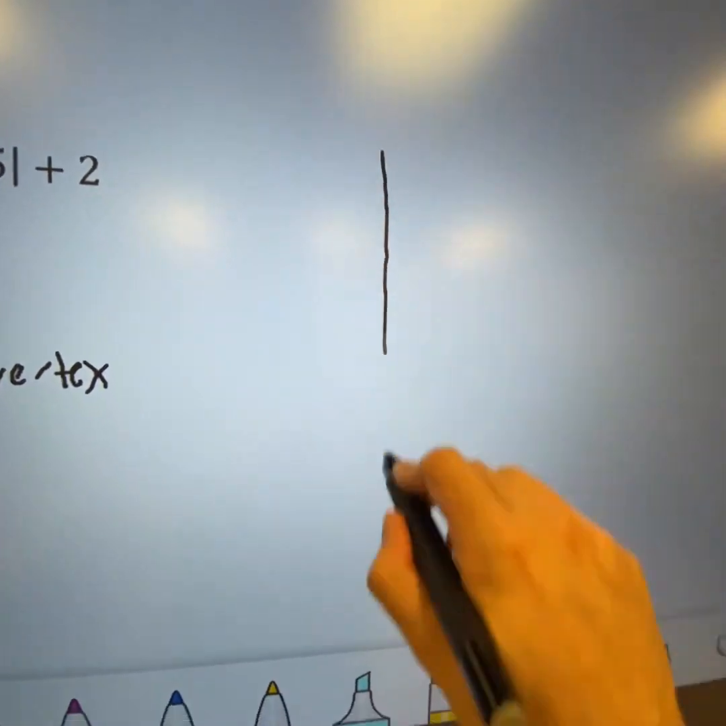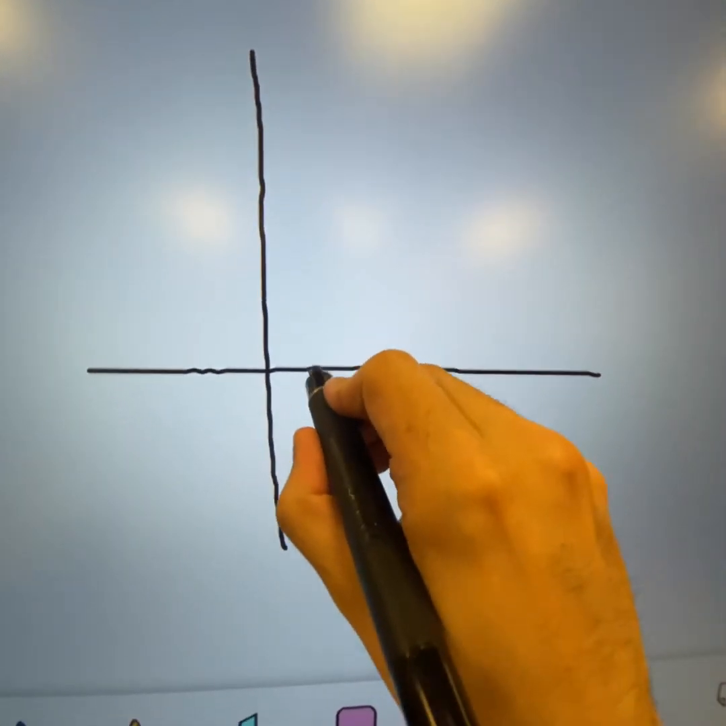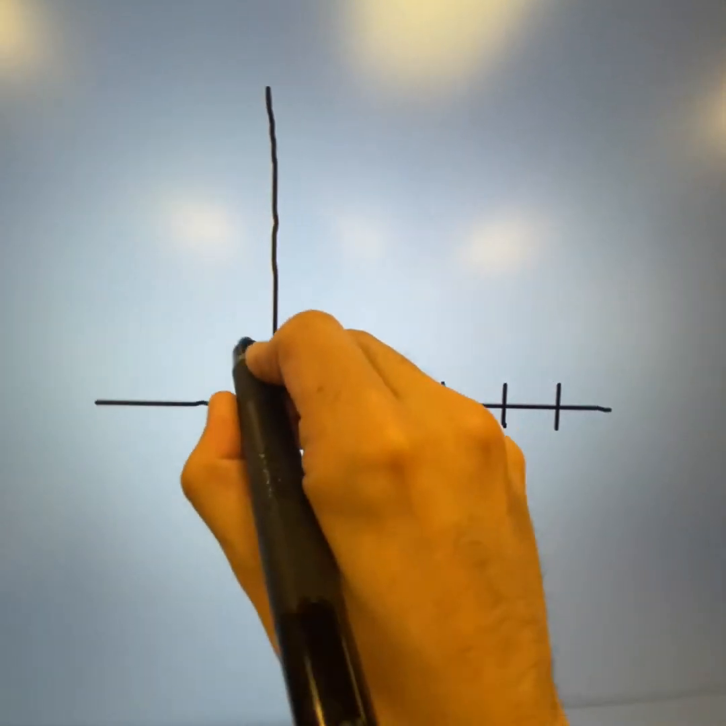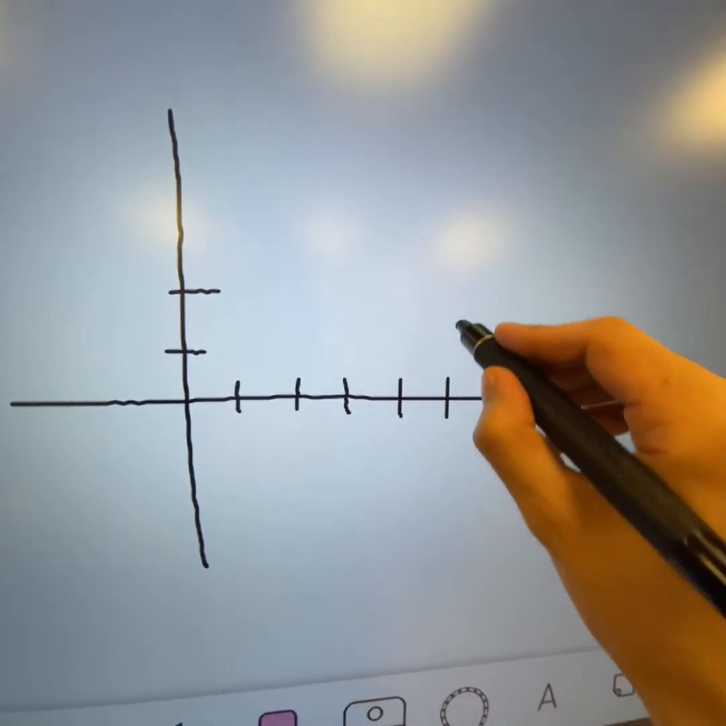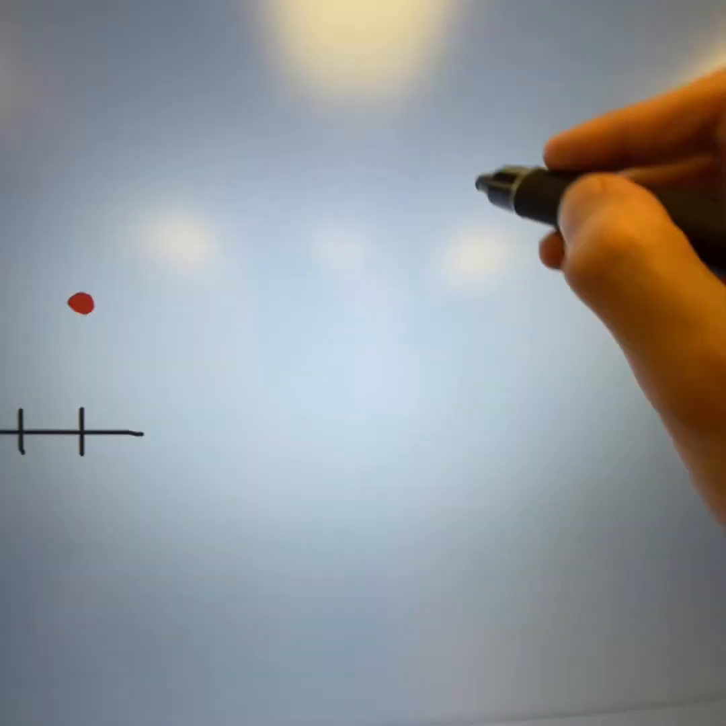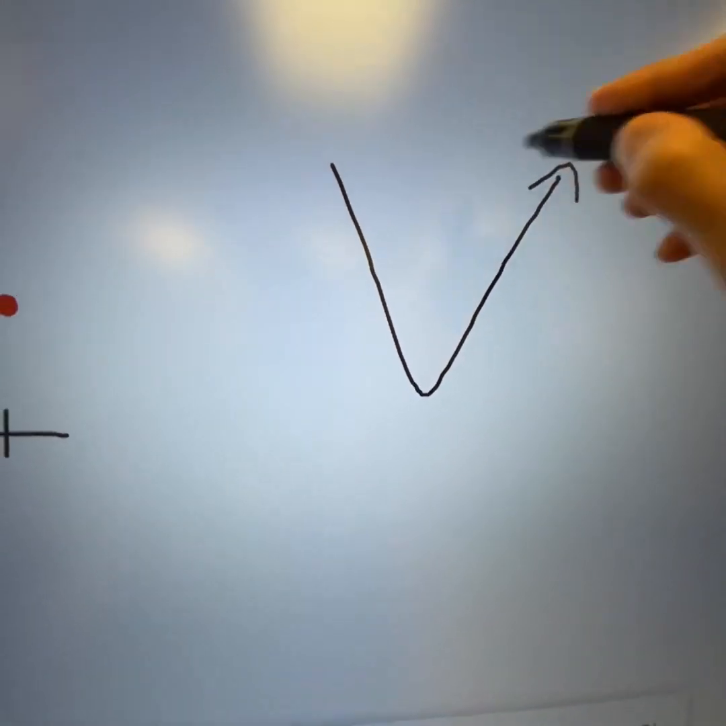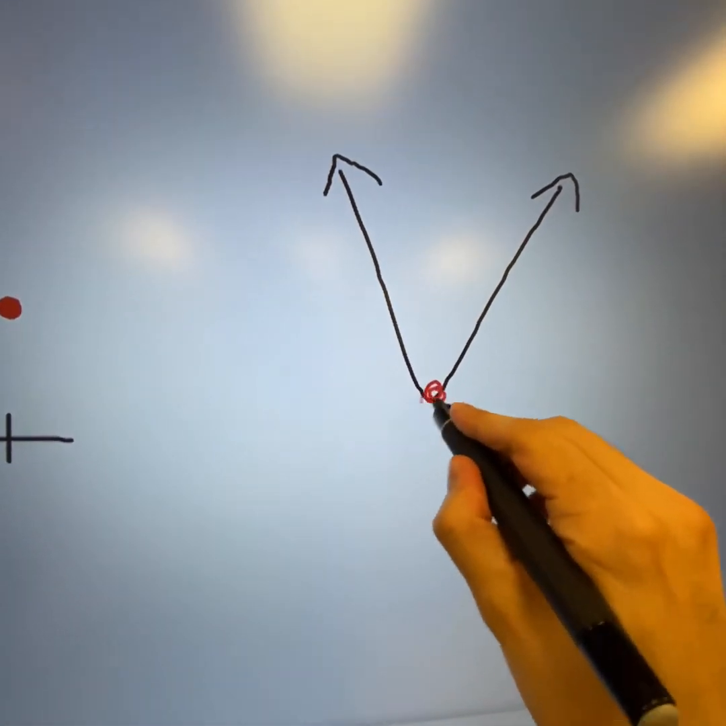I'm just going to do a quick sketch here. And we need the point 5, 2. So 1, 2, 3, 4, 5, and 2. So I got to go right 5, up 2. And I'm going to put a point there. And don't forget, that is my vertex. So again, as a side note, my absolute value function looks something like this. And my vertex would be right here.